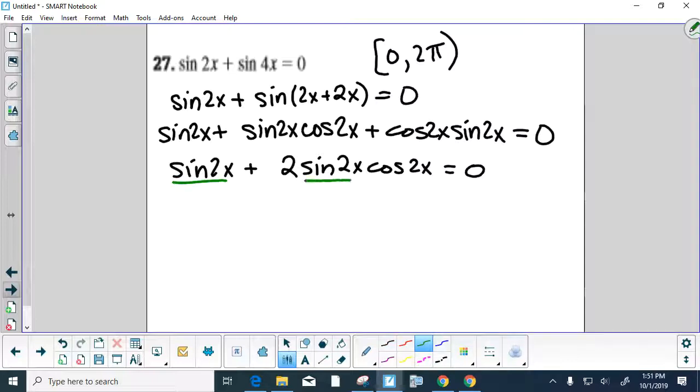This is common to each, isn't it? Oh, yes. Yes, it is common to each. So I can factor that out. So this will be sine of 2x times, what's left?